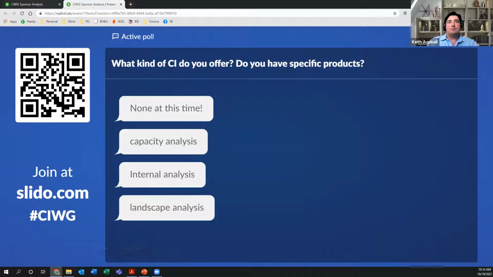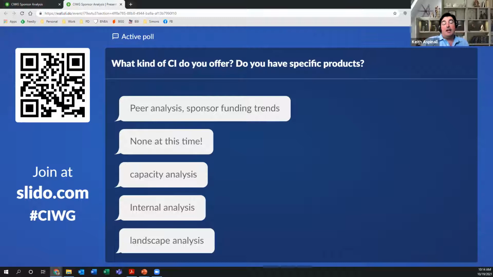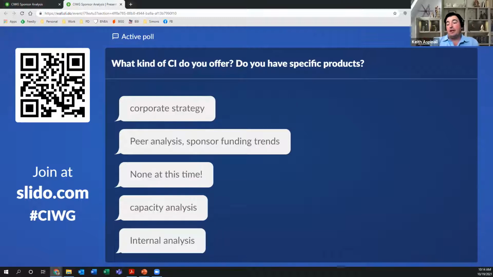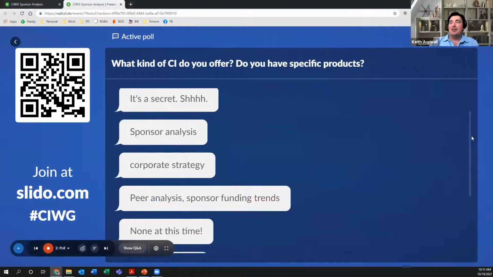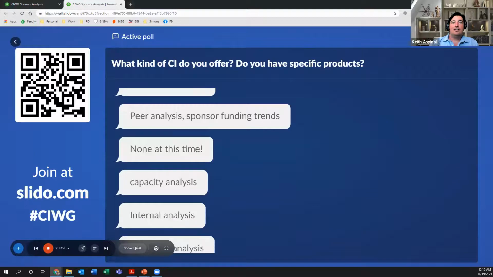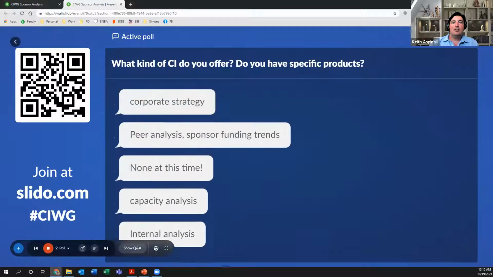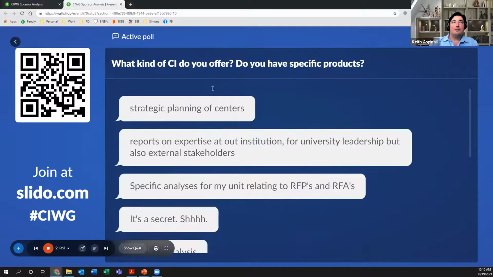All right. So again, CI is a new function at universities. So you may have products that are CI, and you may not necessarily be thinking of them that way. But we do see peer analysis, sponsor funding trends, corporate strategy. Obviously, competitive intelligence is a secret, so that's a good one.